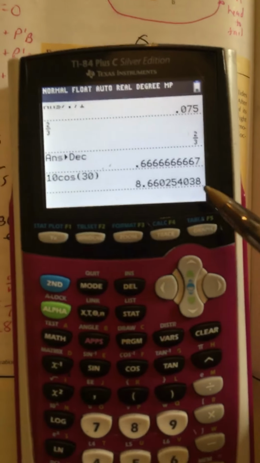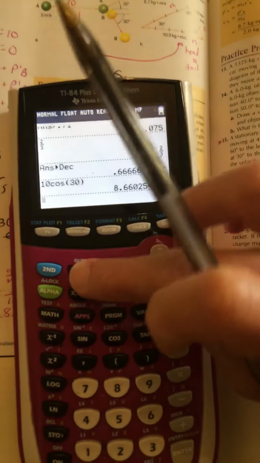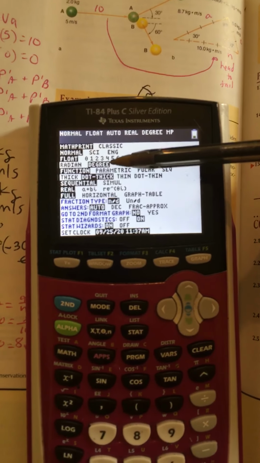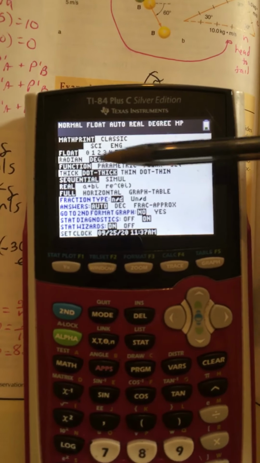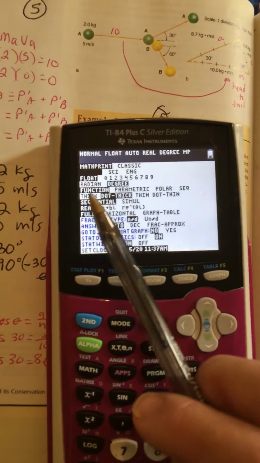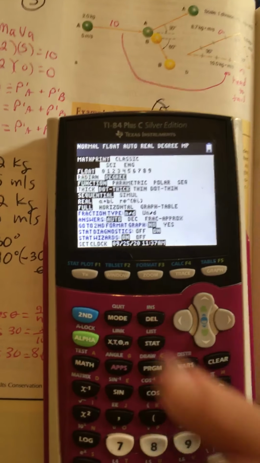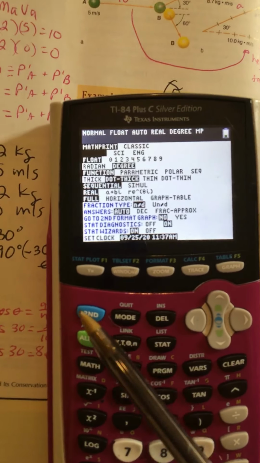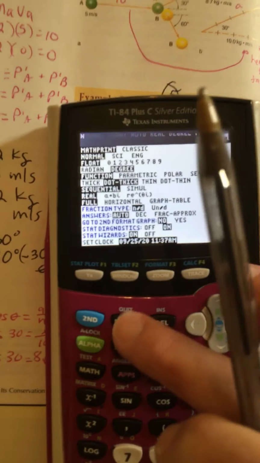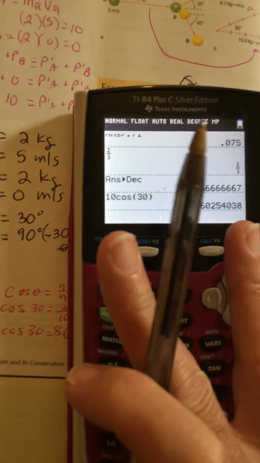Now, what if you just did it with me and you got the wrong answer? You need to go to mode and make sure degree is lit up here and not radian. If you get wrong answers on these, you have to check your mode. All right, so now I want to get out of that screen. So I do second mode, which is quit, a very useful button.